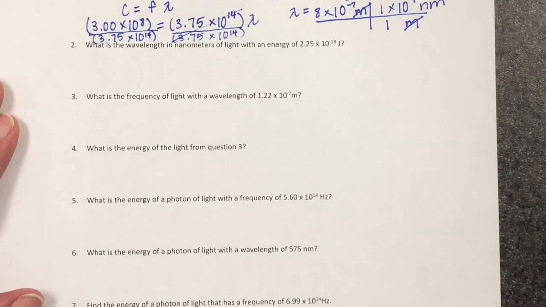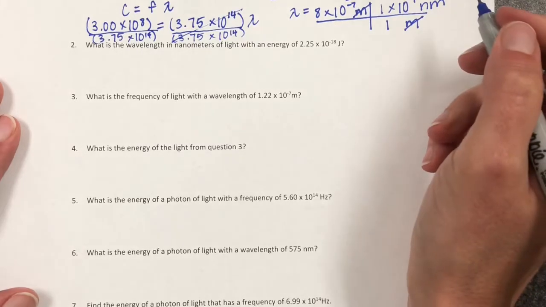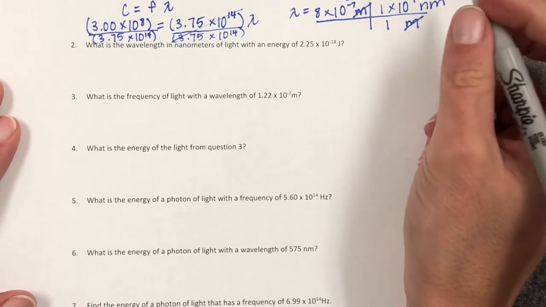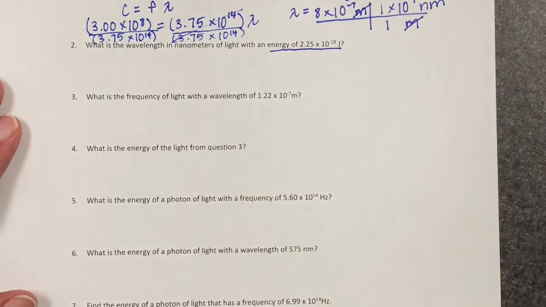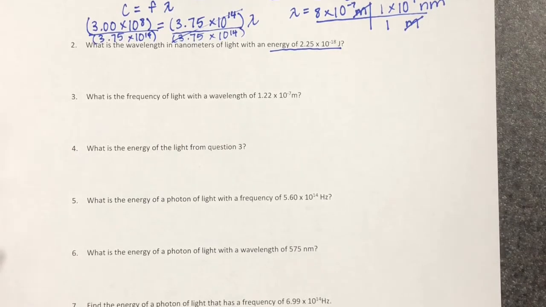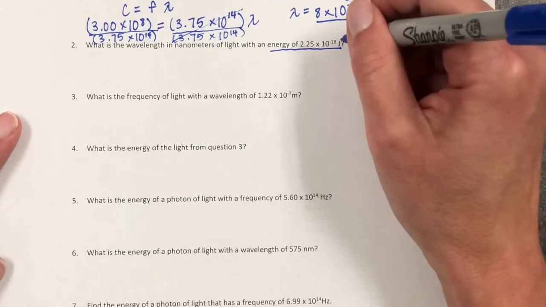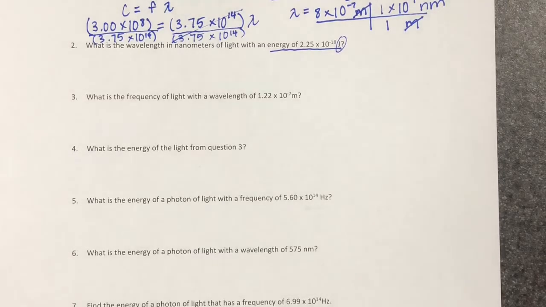For the second problem, it asks again for a wavelength in nanometers of light with an energy of 2.25 times 10 to the negative 18th joules. So again, I need to find wavelength, but this time I'm given a different variable as my information. My known value is 2.25 times 10 to the negative 18th joules, and joules are the unit for energy.